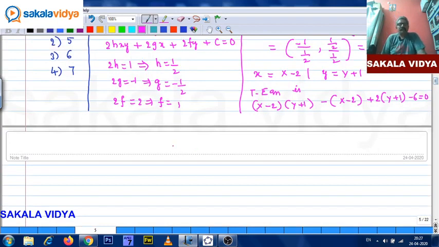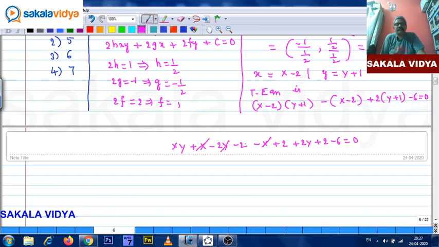Now, (x y + x − 2y − 2), the product of these two, and −x + 2 + 2y + 2 − 6 is equal to 0. Now, we need to simplify. The x and x get cancelled, 2y and 2y get cancelled, and the 2 and 2 get cancelled. We have x y is equal to 4.